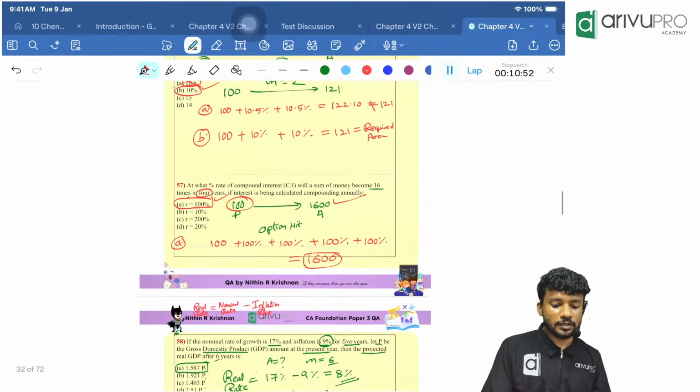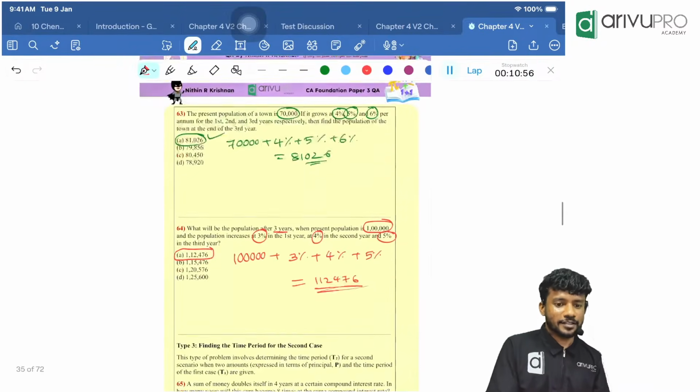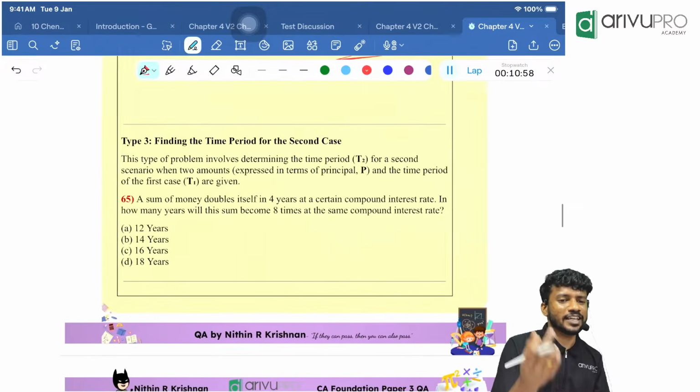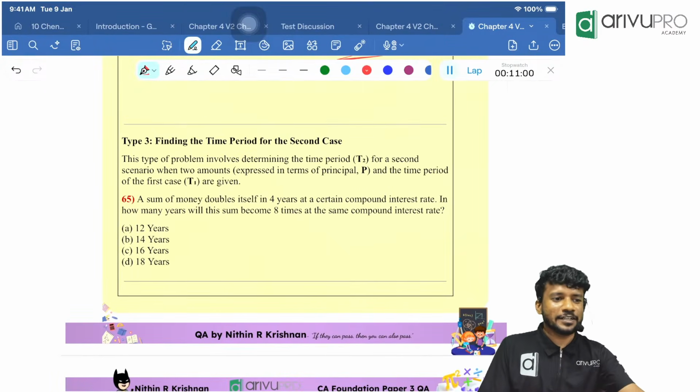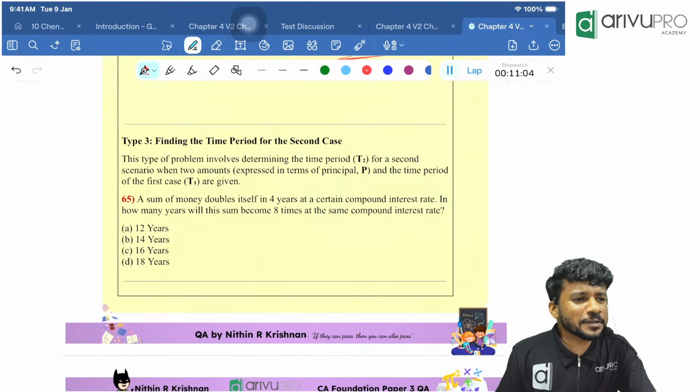It's a small type. We are not yet there for difference. A small type in between there. One very easy type. Difference between CI and SI is very easy. What is the difference between CI and SI? CI minus SI. That's all.